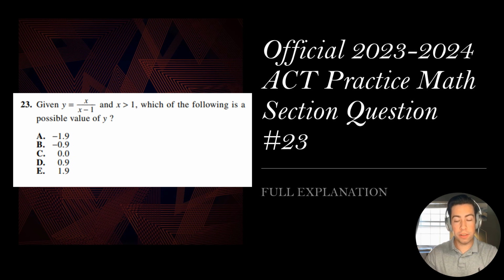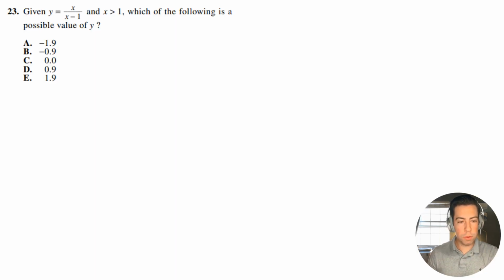Question number 23, let's get right into it. We have given y equals x divided by x minus 1 and x is greater than 1. Which of the following is a possible value of y? All right, guys, so we'll have to think about this just a little bit.